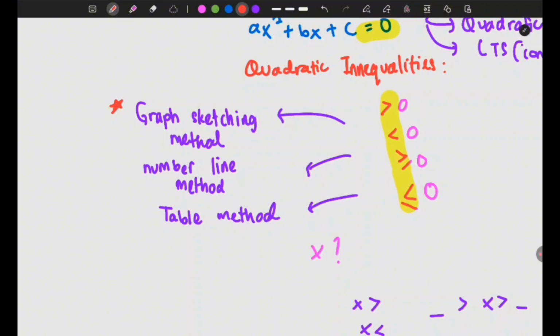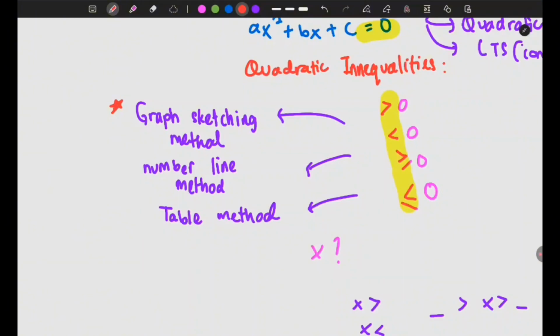If the question mentions specifically to find the range of x for this equation by using the table method, then you have to use the table method. By using the number line method, then use the number line method. By using graph sketching, then use graph sketching. You have to use what the question tells. If the question didn't say, then you can use any method you want, whichever you prefer. But if they tell you specifically, then you have to follow them.